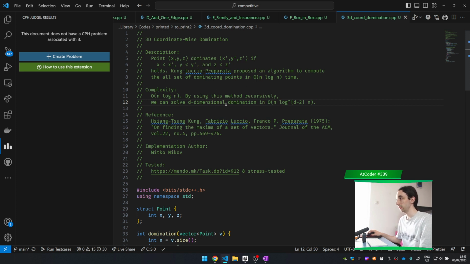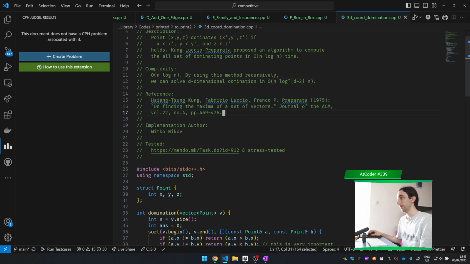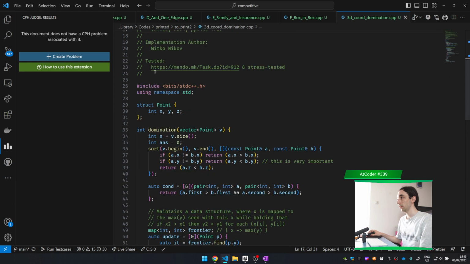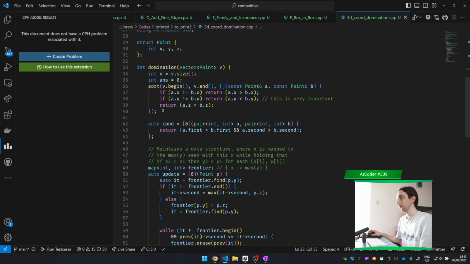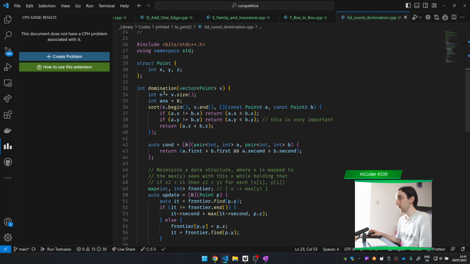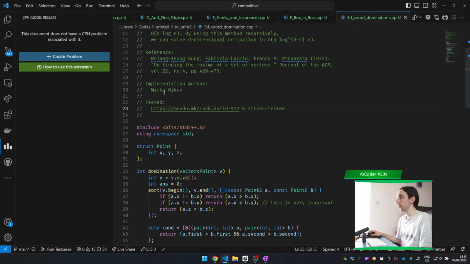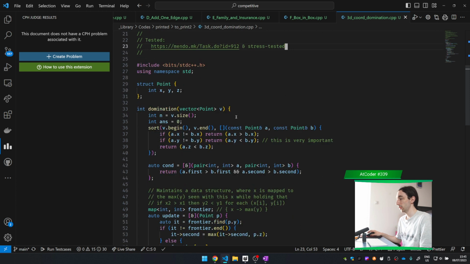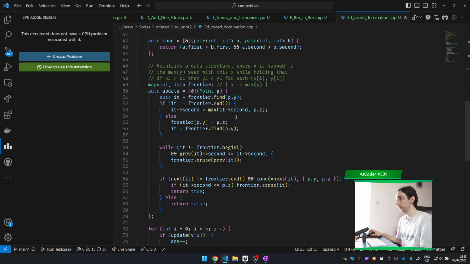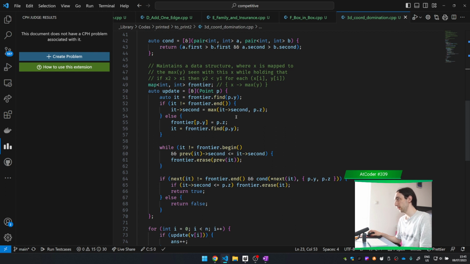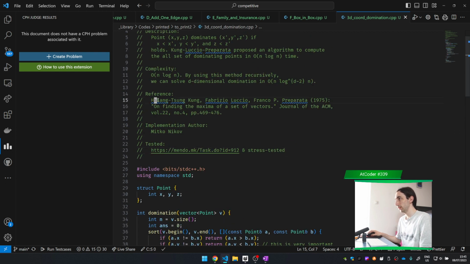I haven't implemented this approach, but there's a reference to it for those who want to know. It's already tested and stress tested, this thing here. I stress tested it because of something, but I don't know what, to be honest. But yes, this has a lot of history, especially in this paper.